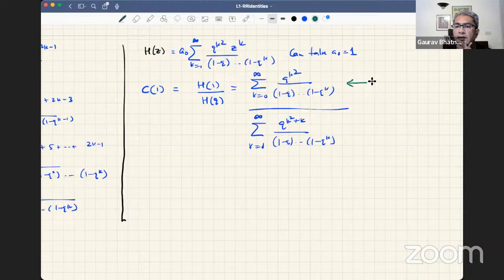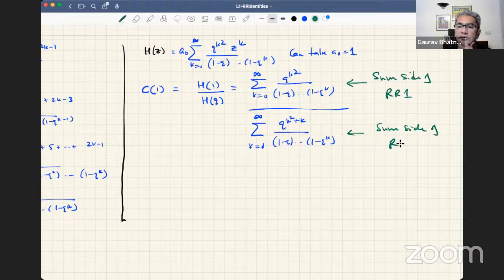This is the sum side of Rogers-Ramanujan 1. And this is the sum side of Rogers-Ramanujan 2. So there they are. So this is how we discover. I mean, this is very natural. I mean, this could have been done by Ramanujan.